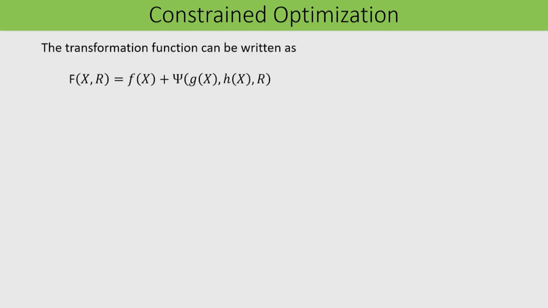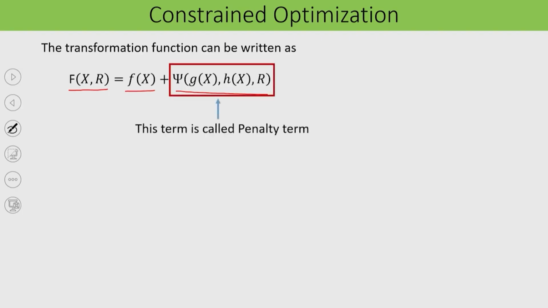So, the transformation function can be written as F(x, r) equal to f(x), this is the objective function, plus the penalty term. The penalty term is a function of g(x) and h(x). If you have an inequality constraint, that is your g(x), and h(x) is the equality constraint, and r is the penalty parameter. So, this term is called the penalty term and r is called the penalty parameter.